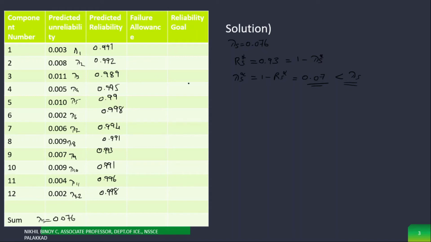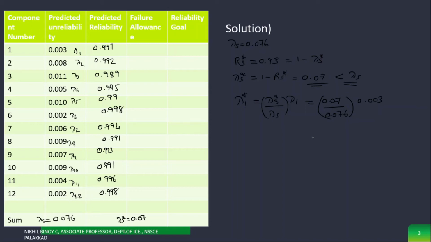So what is reliability allocation? Before that, I am noting the value lambda s star is equal to 0.07. Reliability allocation means finding the desired failure rate of each component. For example, lambda 1 star is equal to lambda s star divided by lambda s, into lambda 1. Here lambda s star by lambda s is fixed, that is 0.07 divided by 0.076. Only this part is changing. Here lambda 1 is 0.003.